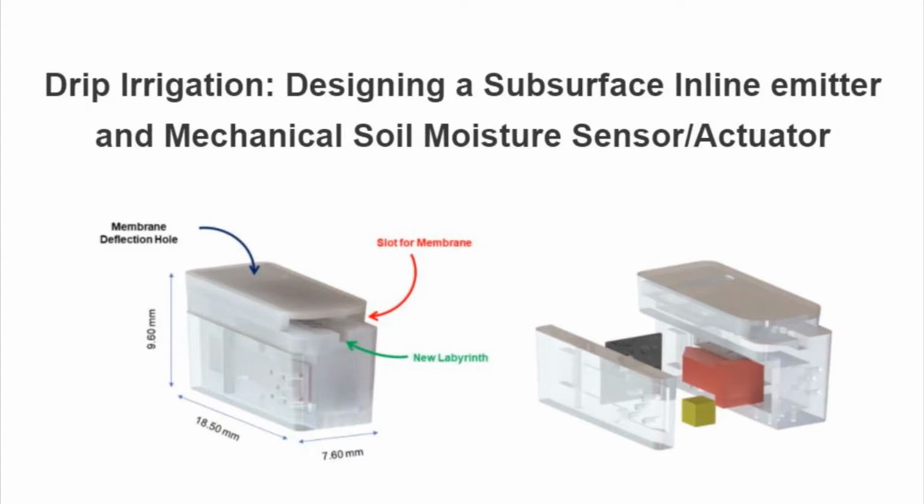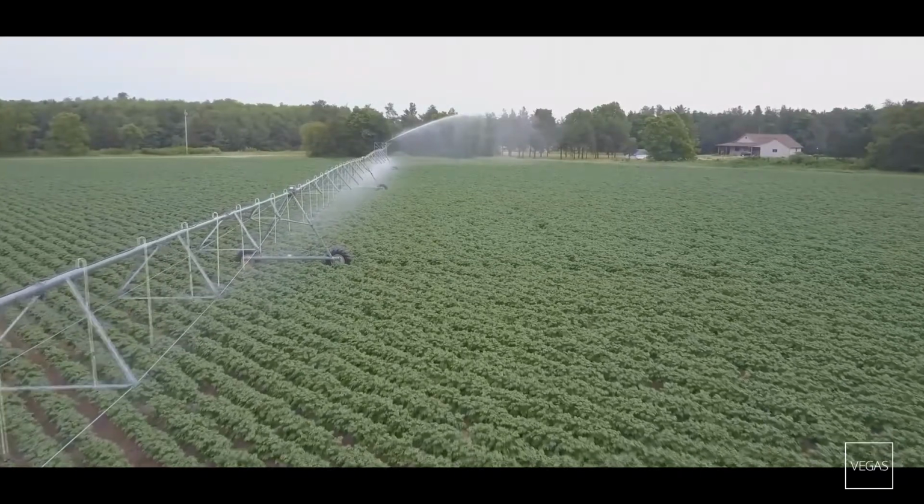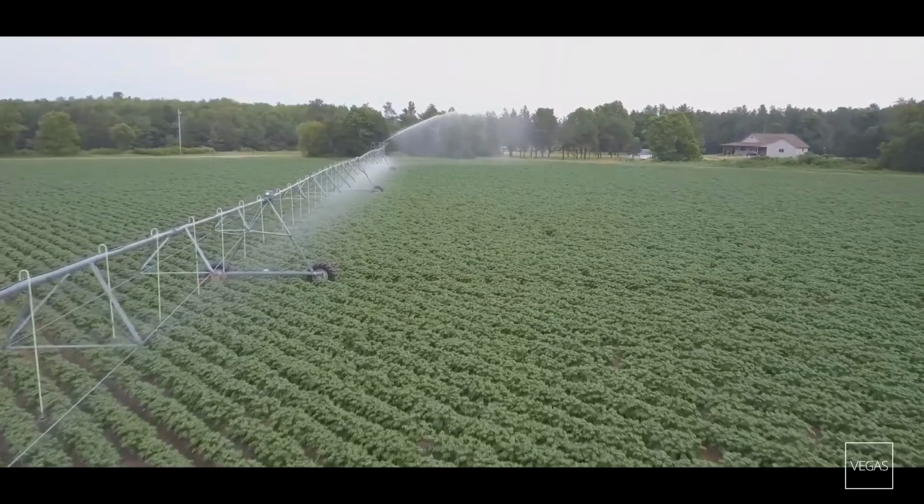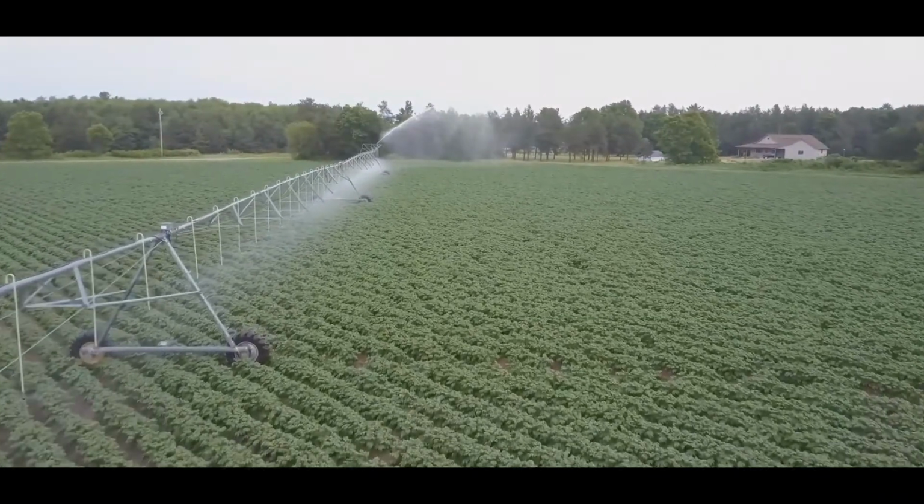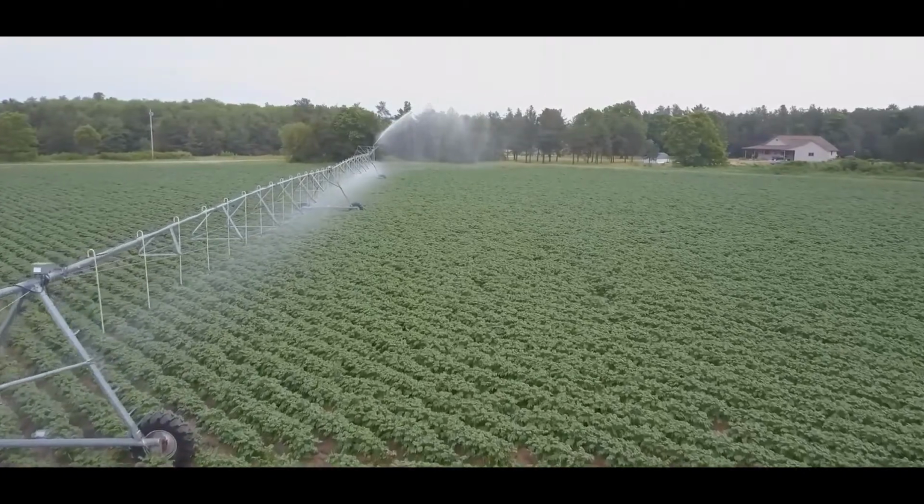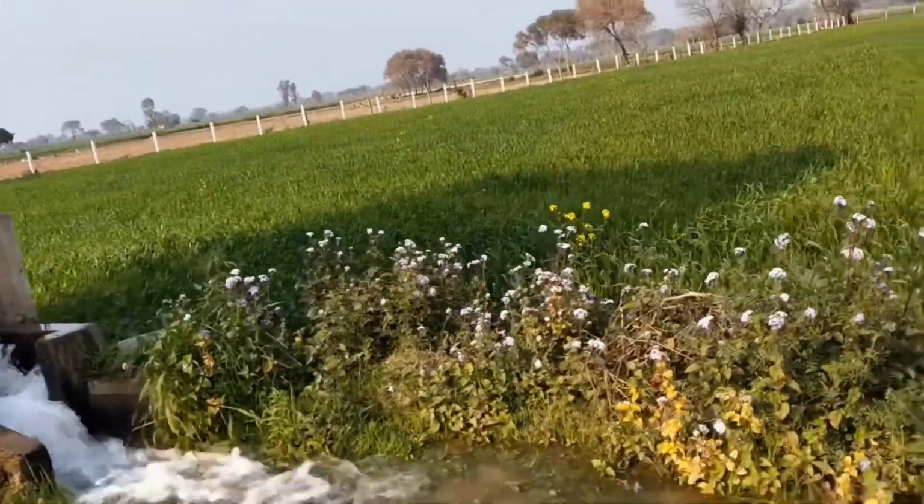Drip irrigation: designing a subsurface inline emitter and mechanical soil moisture sensor and actuator. Irrigation is vital to everyone on the planet. Nearly 70% of freshwater consumption is used for agriculture. Irrigation has been practiced for almost 12,000 years and is the cornerstone of human civilizations. There are many types of irrigation, and each has upsides and downsides.